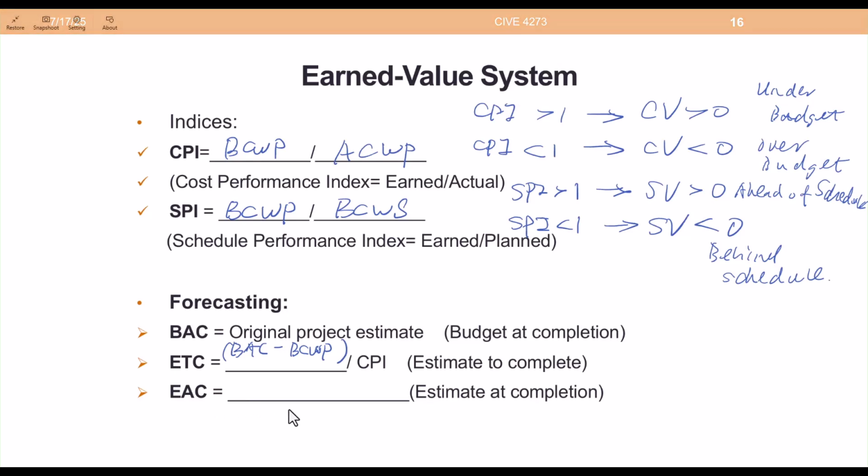So the EAC is the estimate at completion, which is the actual cost of work performed plus the estimate to complete the remaining portion of work, which is the ETC.